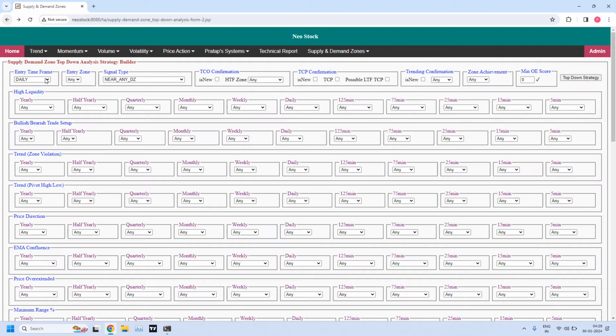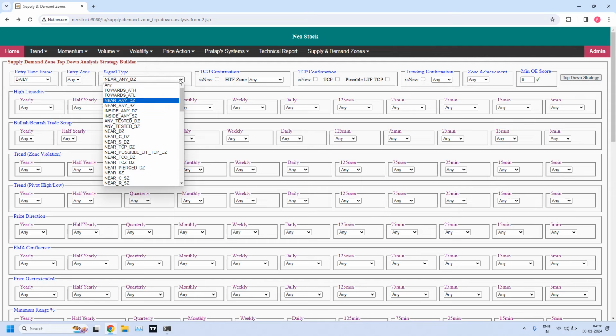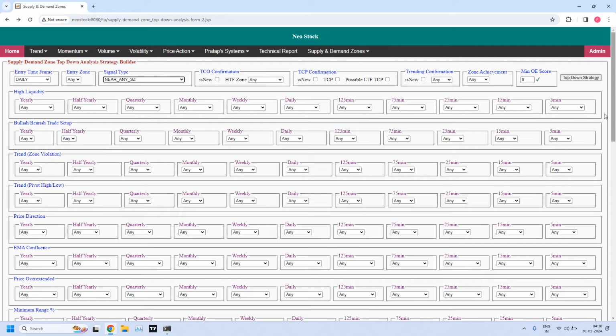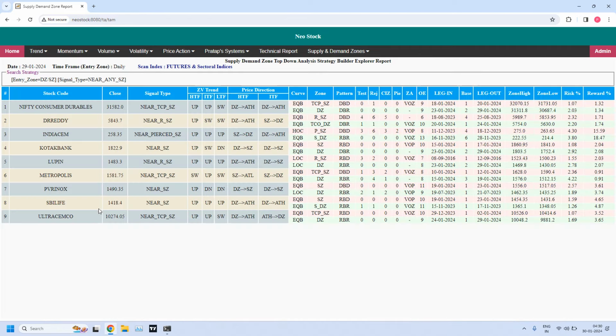So let me go back. For daily time frame, let us find the stocks near daily supply zone. 9 stocks are filtered. So let us identify high liquidity supply zones. This is high liquidity, but this is an index, that is Nifty Consumer Durables. And Dr. Reddy is a high liquidity supply zone, which is already tested 4 times.